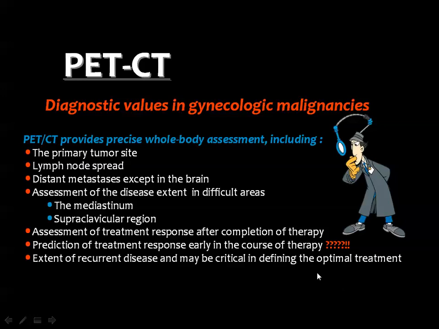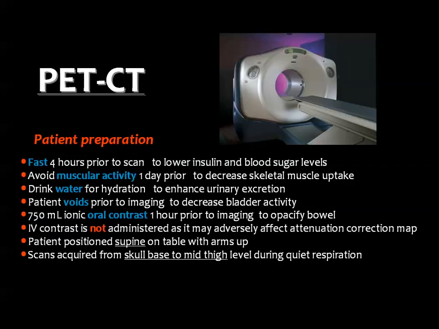Then what is the diagnostic value of PET-CT in gynecologic malignancies? This is in general to detect the primary site, to detect lymph node spread, to assess for distant metastatic disease, and the assessment of some of the difficult areas like the mediastinum and the supraclavicular region, and to assess the response to therapy or to predict the response to therapy, and this will be discussed. Then you follow the disease for the possibility of recurrence.